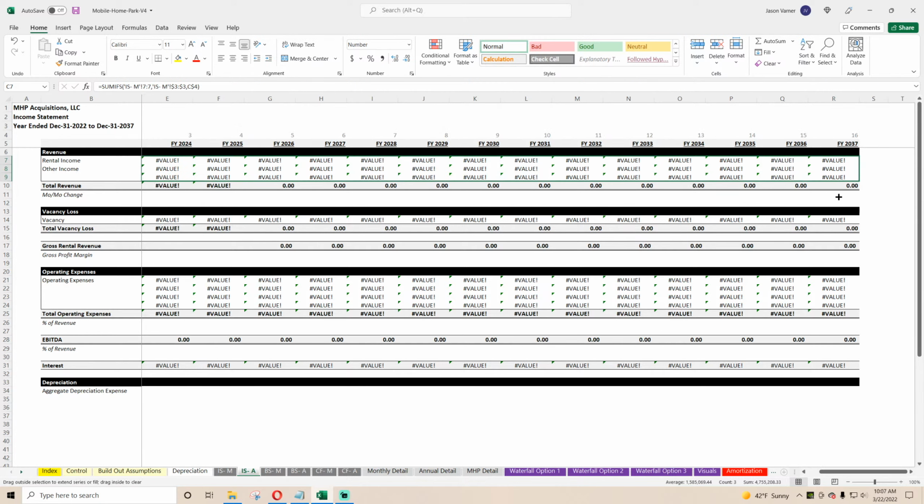Take the sum. Okay. Vacancy loss. And then this is now going to be a plus instead of a minus. All the OPEX aggregated from all 40, or up to 40, operations over time. Interest.